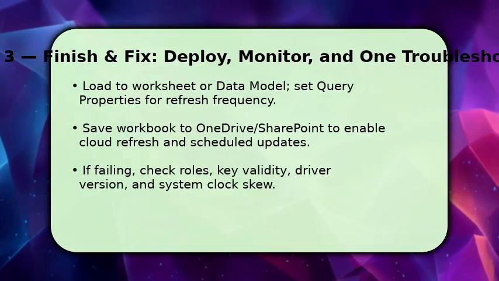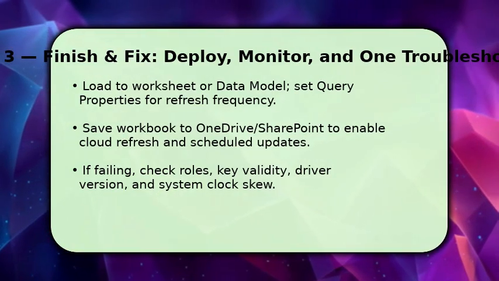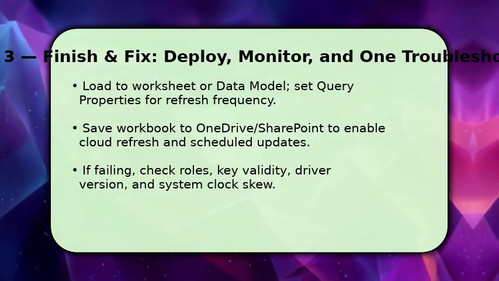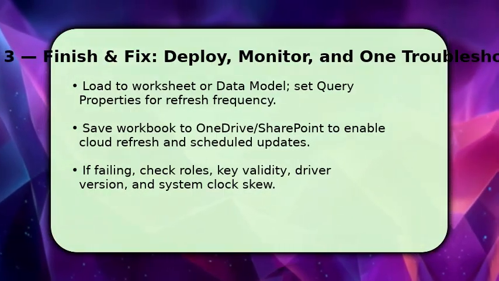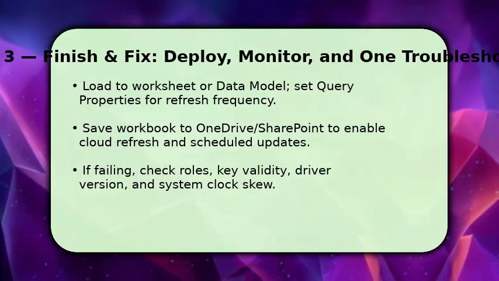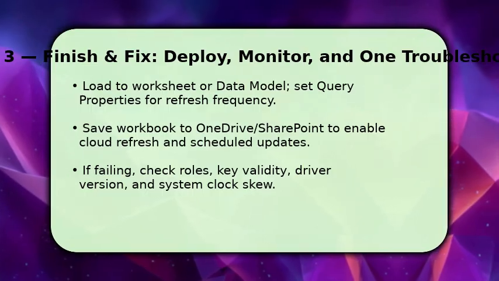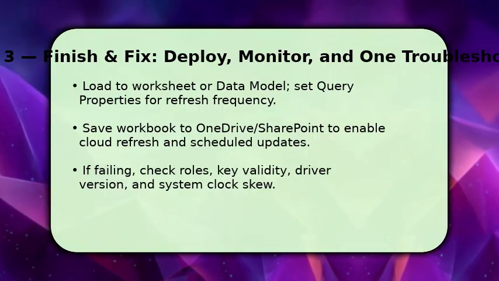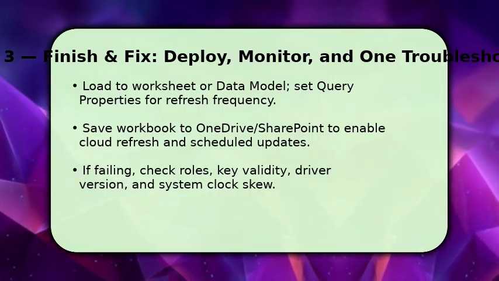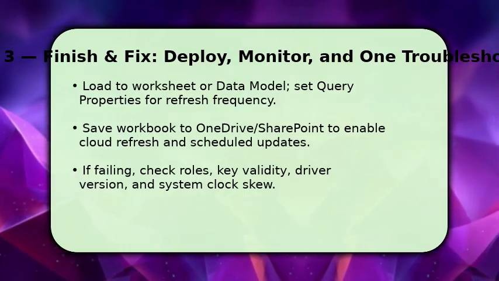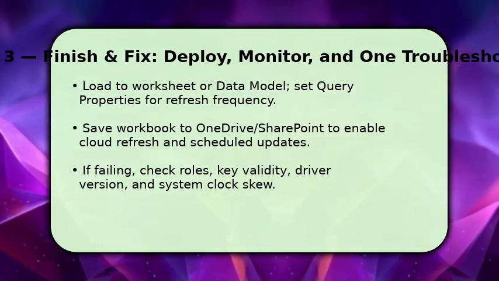Choose Load Destination, Sheet or Data Model, and open Query Properties to set refresh on open or periodic refresh intervals. If you need scheduled cloud refresh, save the workbook to OneDrive or SharePoint and configure refresh in Excel Online or Power Automate. If things go wrong, start by verifying the service account roles and JSON key validity. Then check driver version compatibility and system clock settings, because expired keys or clock skew.